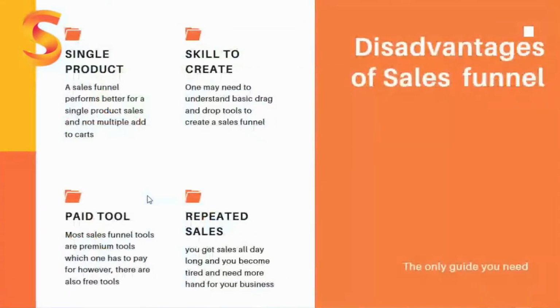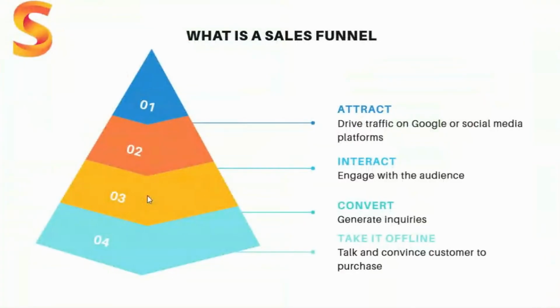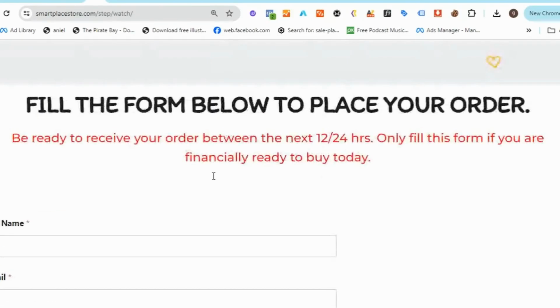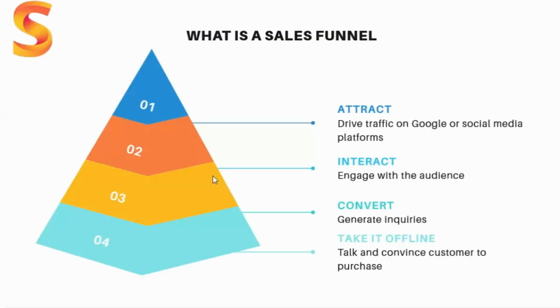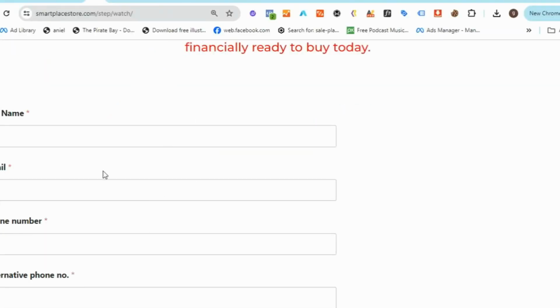Where's that? So show us a funnel. As you can see at this point, you attract them, right? You are interacting with them with the information on that funnel, on that landing page, and then you are trying to convert them. That conversion process takes place here when they give you their information. You see, generate inquiries. That is where they give you their information.